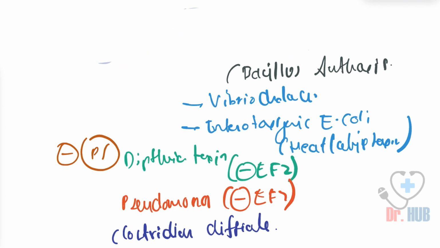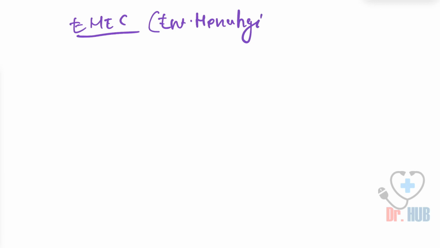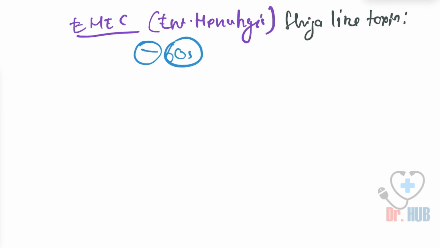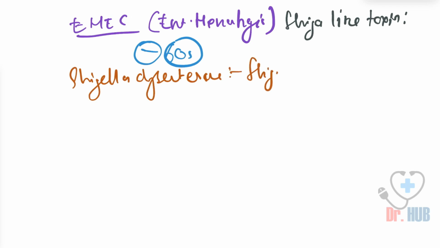And then moving ahead, we also have the enterohemorrhagic E. coli, and this has the Shiga-like toxin. This inhibits the 60S. And then we look at the Shigella dysenteriae, the Shiga toxin, and this also inhibits the 60S.